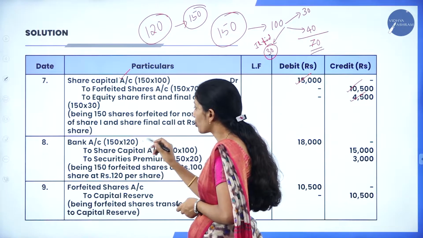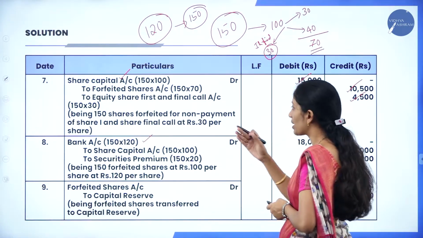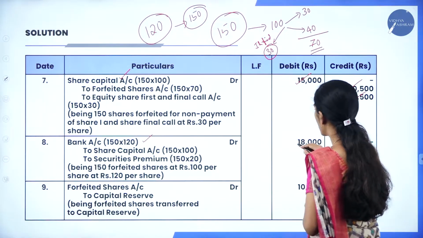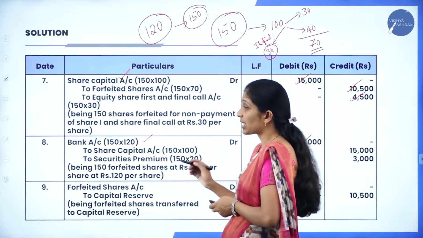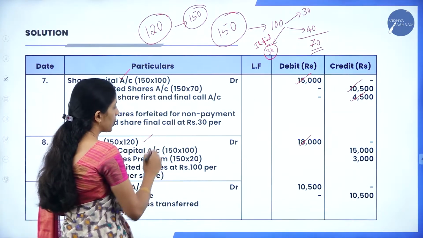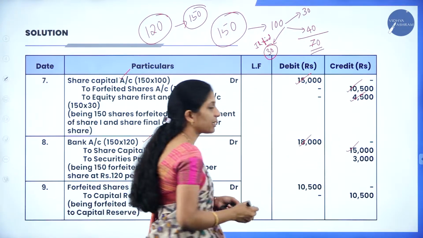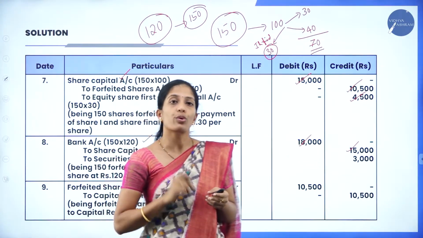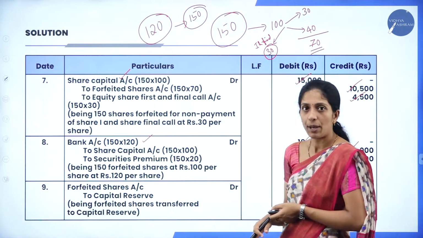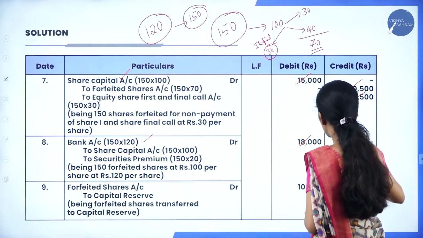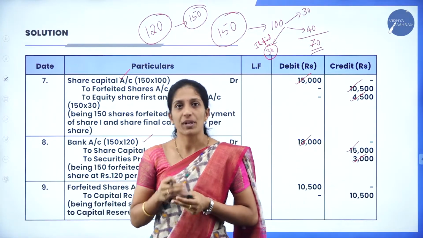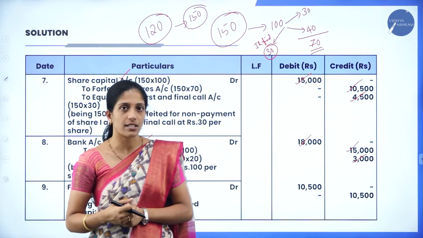So 150 into 120 goes for bank account, because at what price have they reissued? At 120. So 150 into 120, 18,000. To share capital, what is the actual value? 100 rupees. Face value is 100 rupees. To equity share capital, 150 into 100, 15,000. What is the premium? 20 rupees is the premium. 150 into 20, that is 3,000. 150 into 20 rupees is the premium.